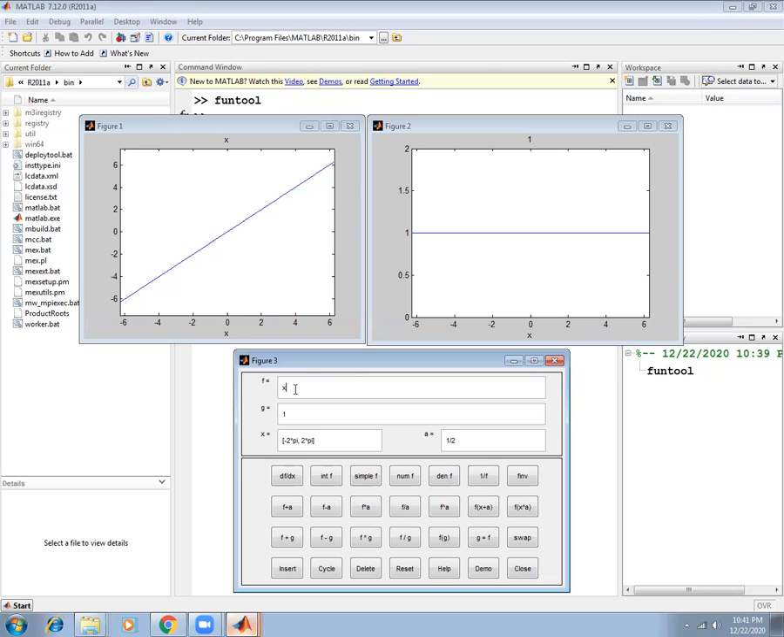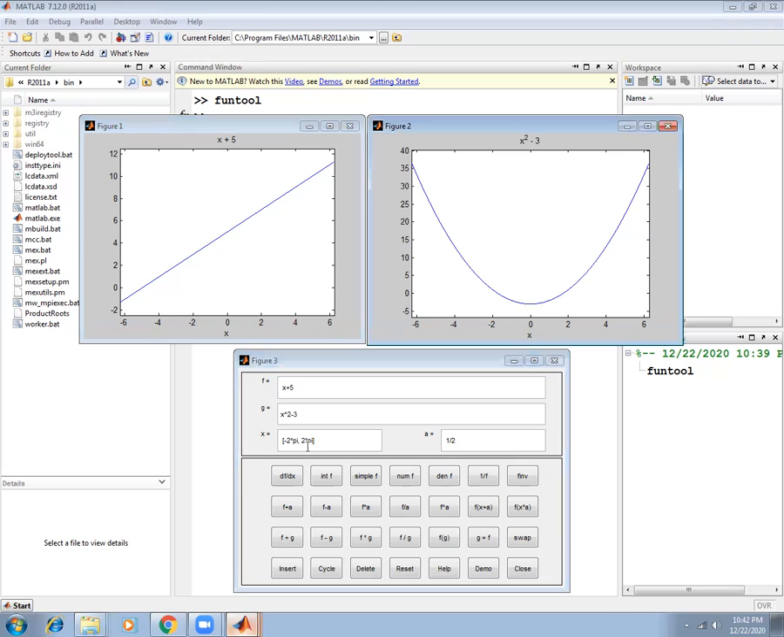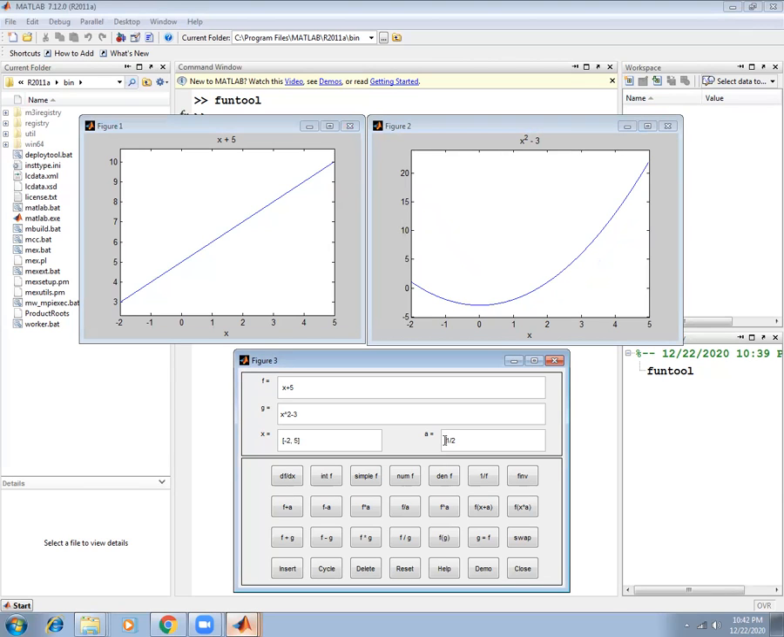Replacing f with a new function x plus 5 and g with x square minus 3, defining the domain equals minus 2 to 5, and parameter a is nil.